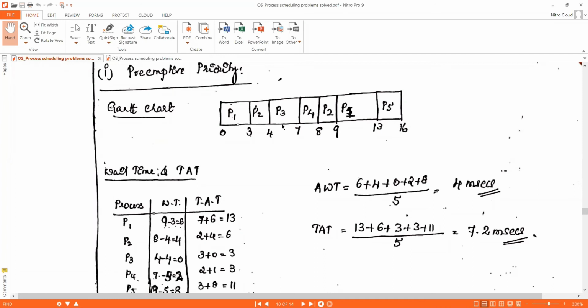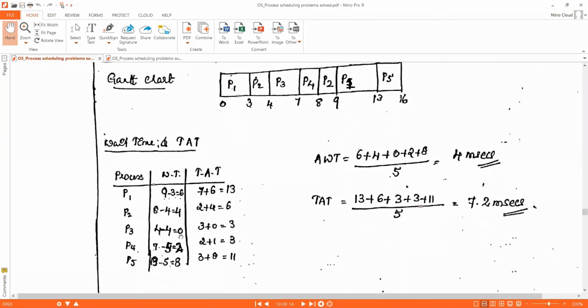Okay, so we need to find the waiting time for process 3, which is allotted time minus its arrival time. The allotted time for process 3 is 4 milliseconds minus its arrival time, which is 4. 4 minus 4 is 0, so 0 is the waiting time for process 3.